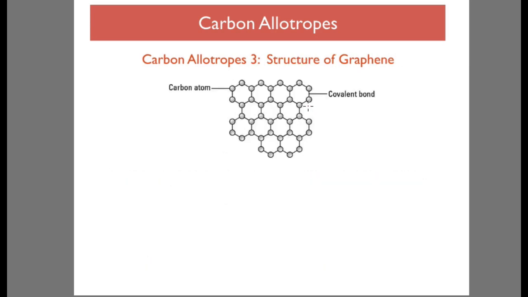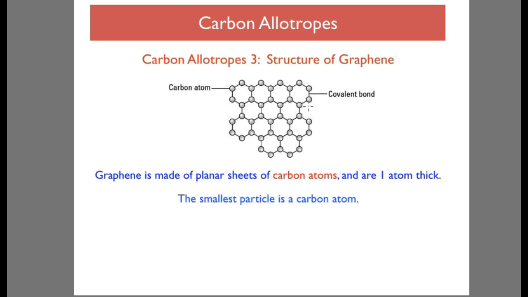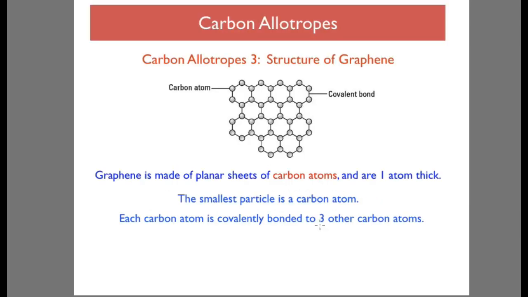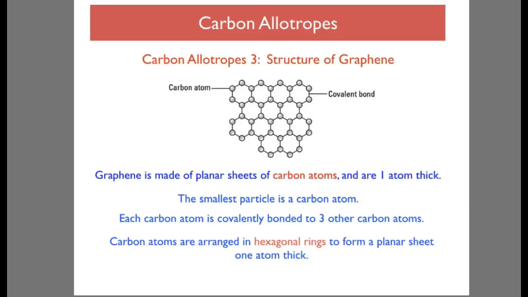Okay, carbon allotrope number 3, the structure of graphene. Graphene is made of planar sheets of carbon atoms. It's only 1 atom thick. The smallest particle is a carbon atom, and each carbon atom is covalently bonded to 3 other carbon atoms. Carbon atoms are arranged in hexagonal rings to form a planar sheet. Again, only 1 atom thick.